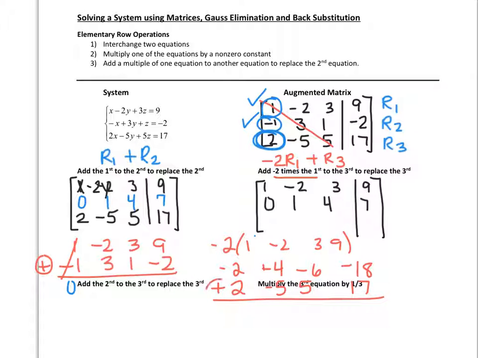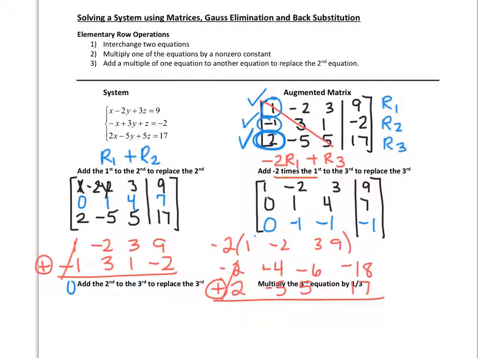So if I add them, these cancel to 0. Then I have 4 plus -5, which is a -1. And then I have -6 plus 5, which is also a -1. And then I have -18 plus 17, which is also a -1. So now I've got this third equation to be a 0. So I'm good. Now I have 1, 0, 0.